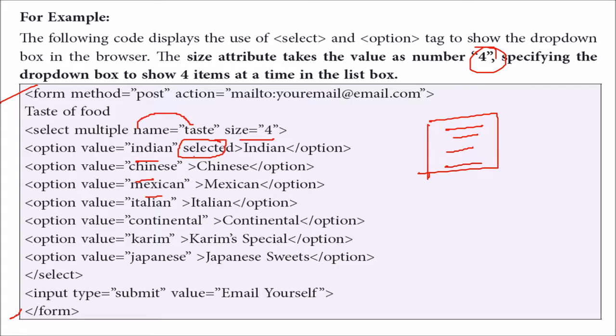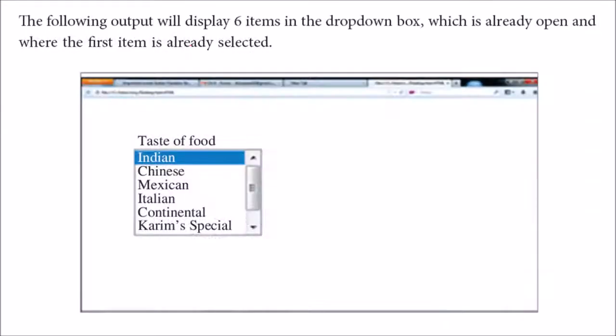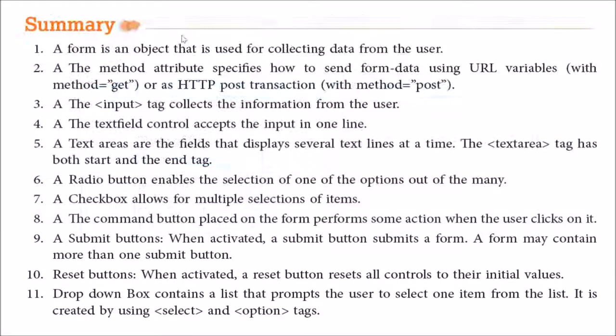What does it mean, selected? This Indian will come selected by default, and then when you press a submit button, it will email you, means the value on that button will be presented as email yourself. So this is how it is given, but now we are changing the output to 6 items. So Indian is selected and these are 6 items as you can see.